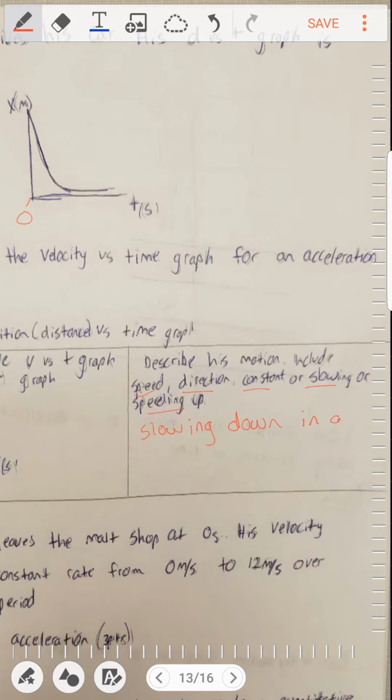in a negative direction. Do we feel comfortable with that? So is it slowing down in a negative direction? Include the speed, the direction, so it's fast and slow, and it's slowing down in a negative direction.